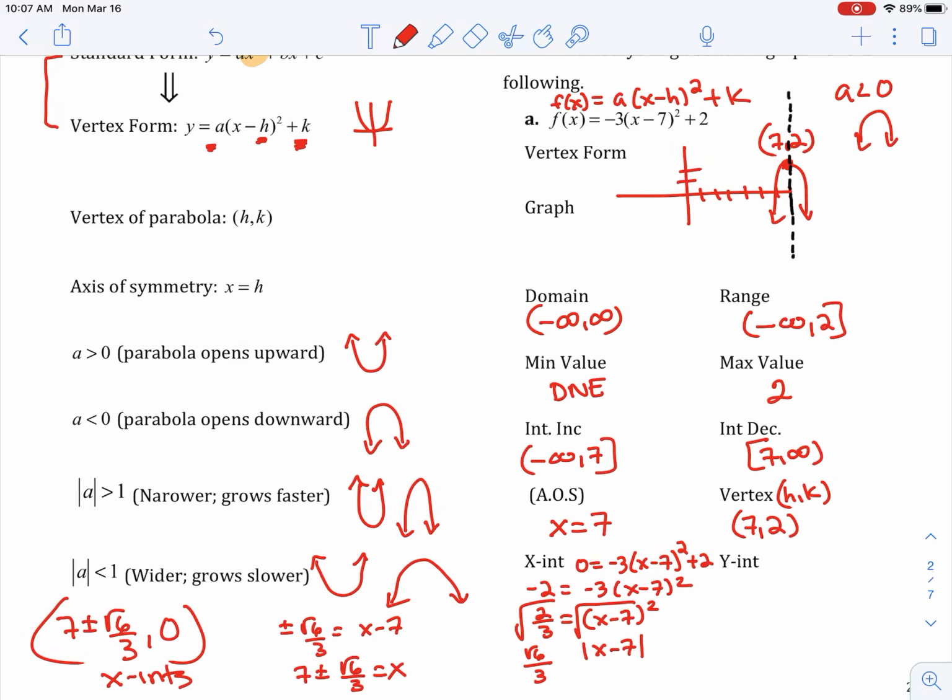And y-intercepts, we know that we always set x equal to 0. So when we set x equal to 0, we're going to have the negative 3, 0 minus 7 quantity squared plus 2. So we have 49 times a negative 3, doing some math over here to the side, a negative 147 plus 2, we get a negative 145. So our y-intercept is the 0, negative 145.